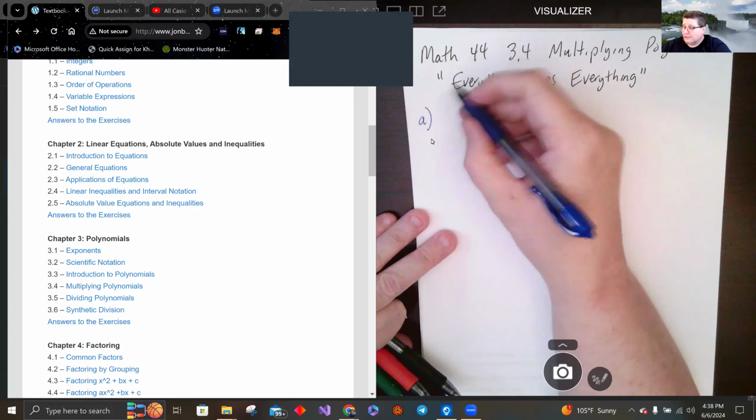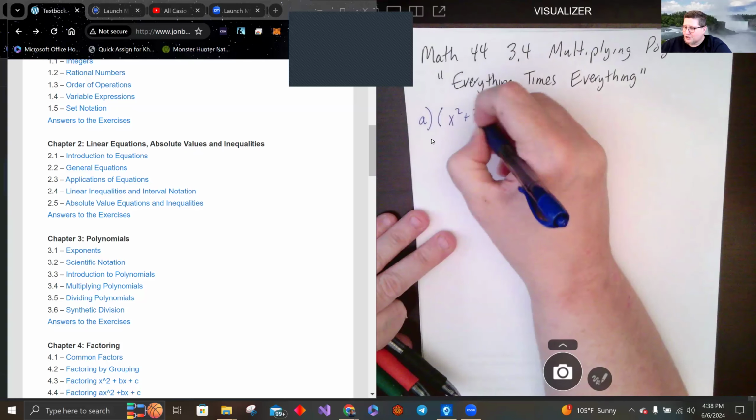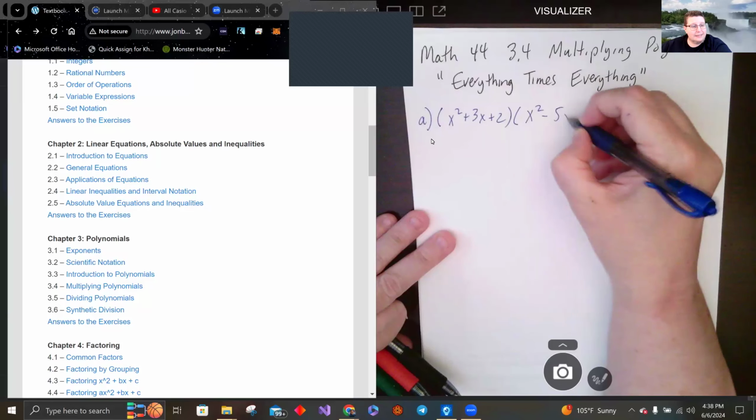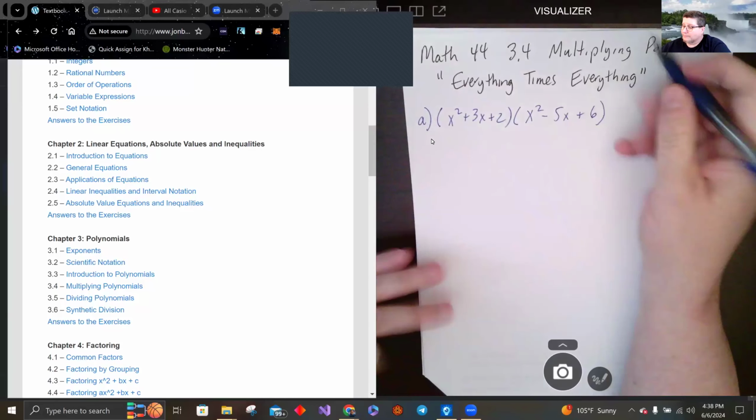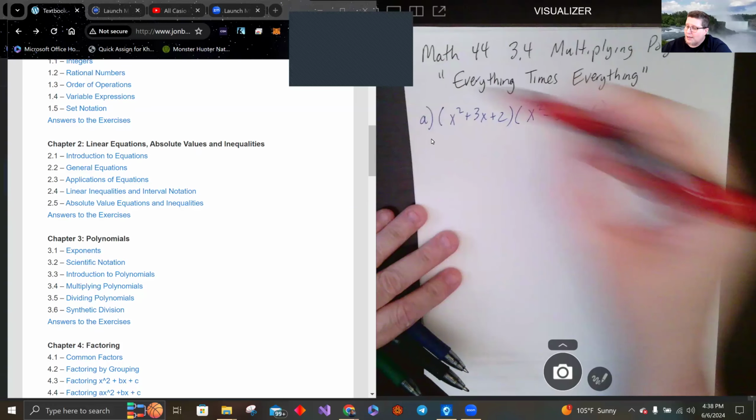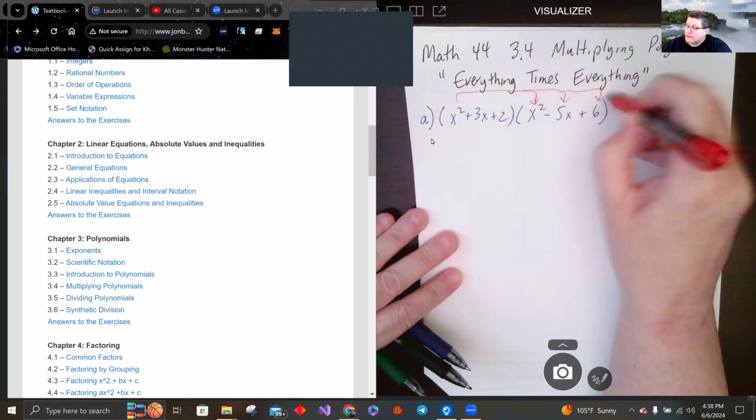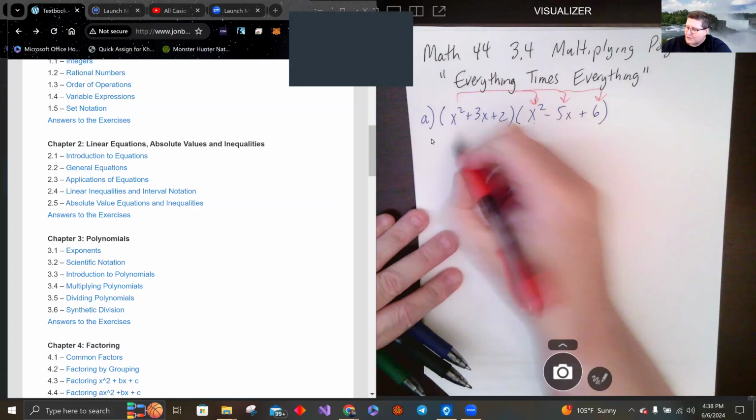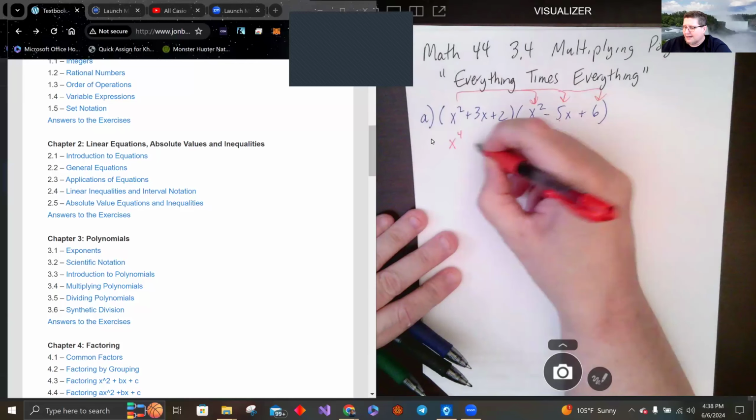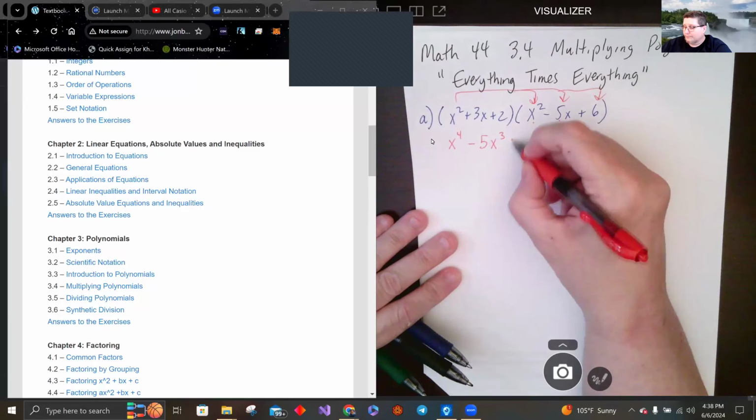Let's do x squared plus 3x plus 2, and we're going to multiply this by x squared minus 5x plus 6. What I mean by everything is I'm going to take this one and multiply it by everything in the next group. So x squared times x squared is x to the 4th. X squared times negative 5x is negative 5x cubed. X squared times 6 is 6x squared.